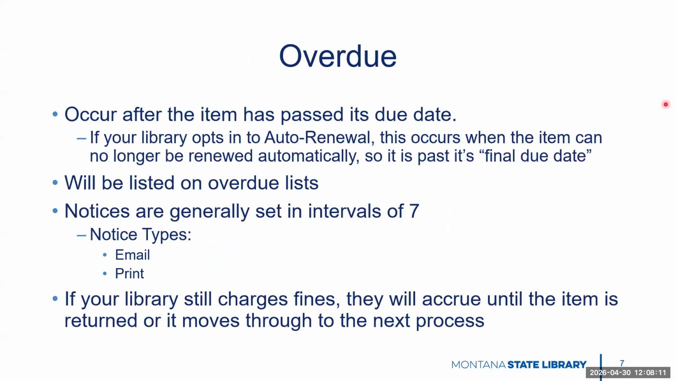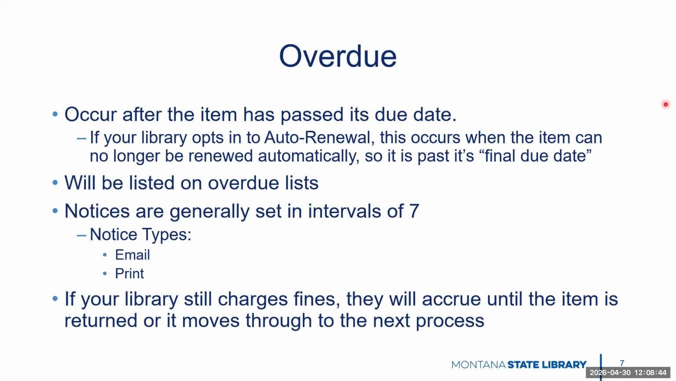So overdue. The system automatically sets the status at midnight of the day the item is due. This is when your notices are going to be sent out in intervals of 7, like 1 day overdue, 7 days overdue, 14 days overdue, depending on what you have set up on the back end. Also, the different types of notices are per library setting. So we have our email notices, we have our print notices.